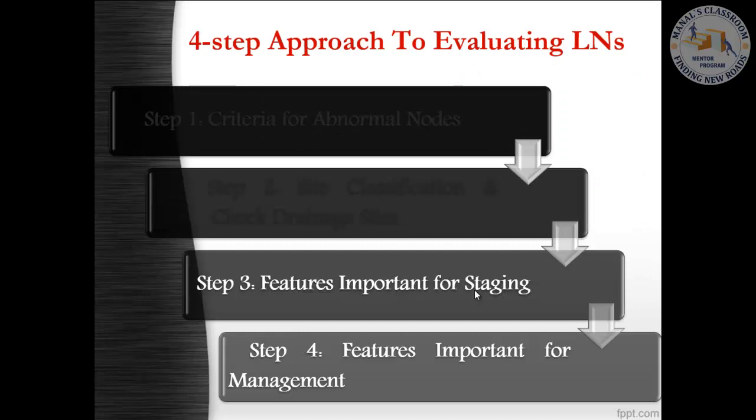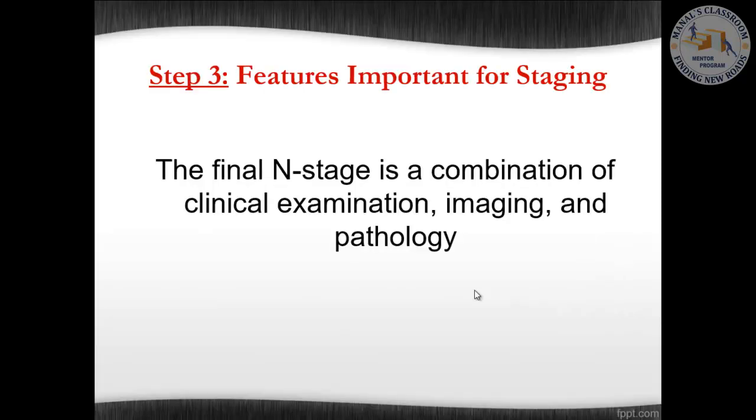The third step, we have to check for features important for staging. We know the lymph node and we know its location, so we have to know what we need for proper staging of the cancer. The final stage is a combination of clinical examination, imaging, and pathology.